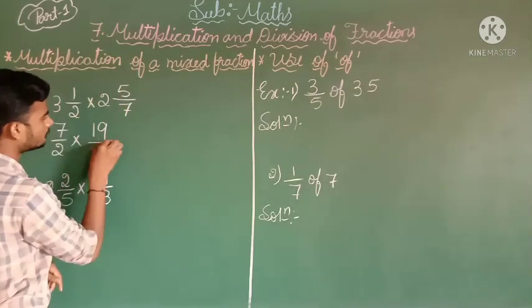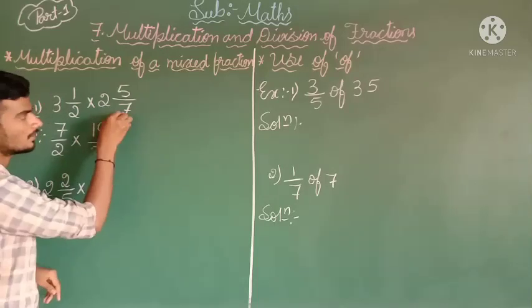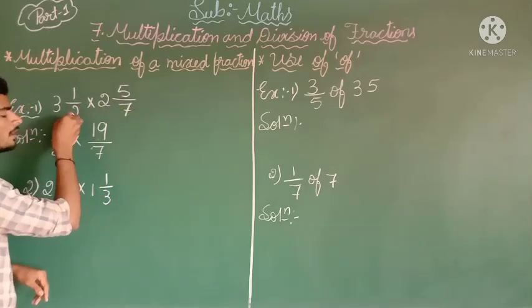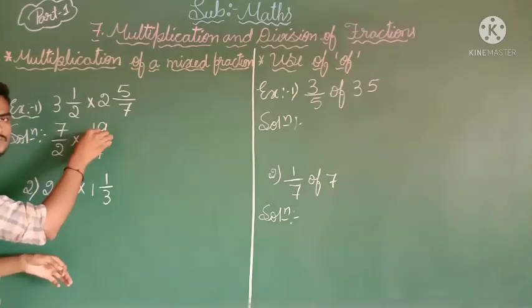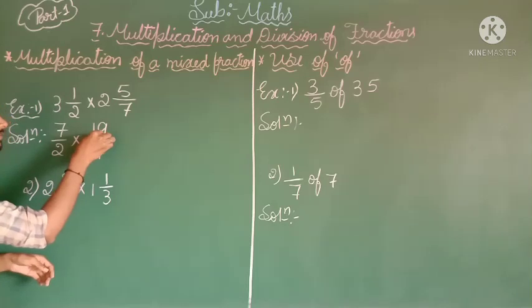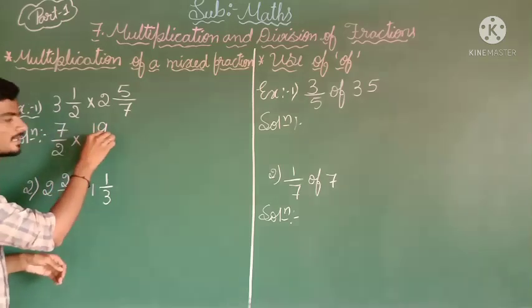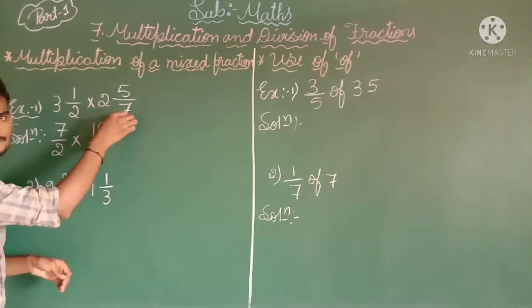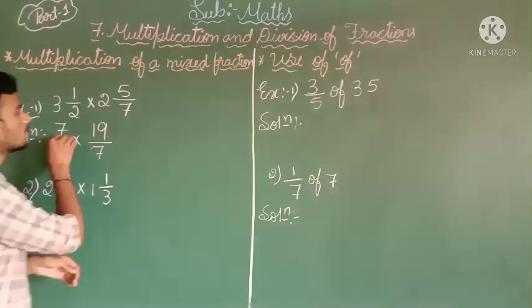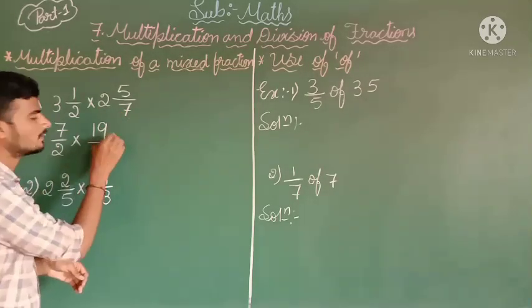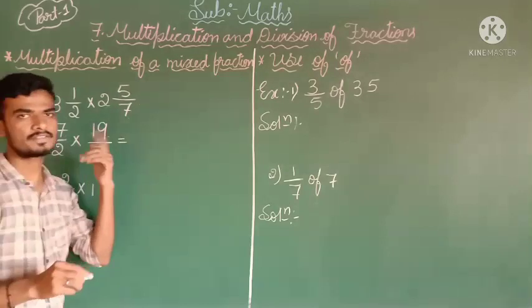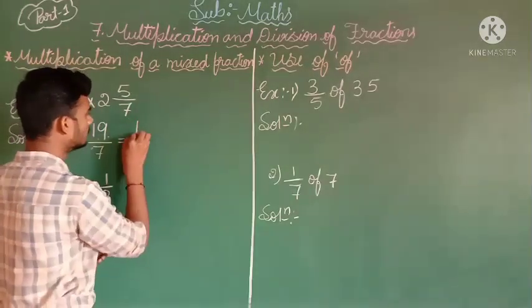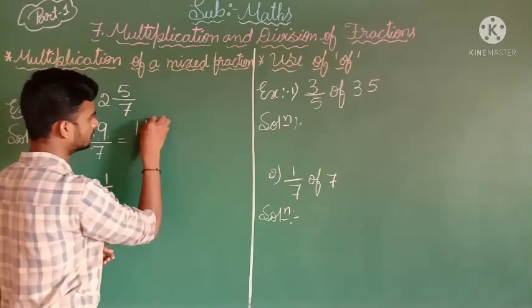you will get 19 divided by 7. The denominator should not be changed. Only the numerators are going to change here. You should not get confused. Only numerators change and denominators remain the same. Now you want to multiply the numerator with the numerator and the denominator with the denominator. So 7 into 19, how much? 19 sevens are 133.